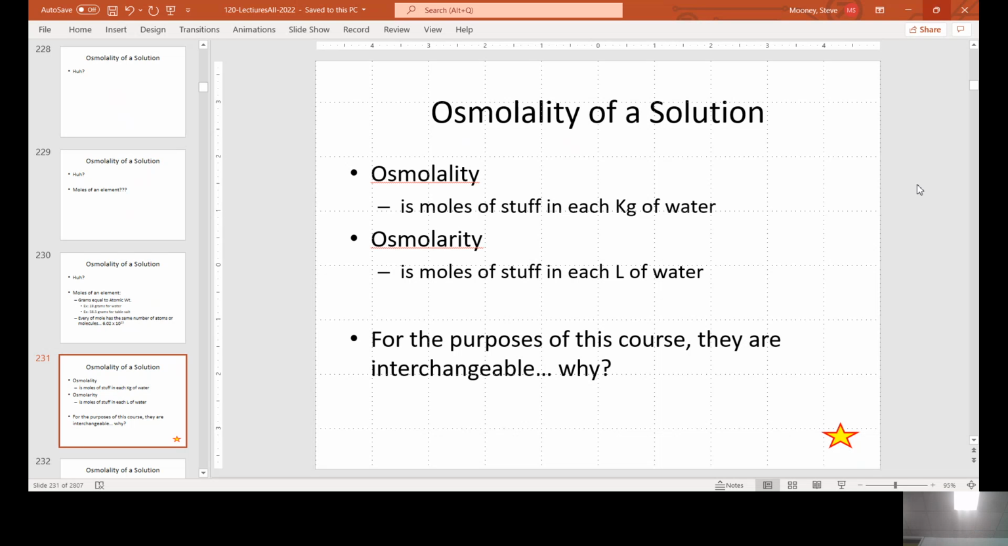Why are these interchangeable? Does anybody get that difference? Because a liter of water is roughly 1,000 grams or a kilogram. Now, depending on the temperature, that liter of water, that kilogram of water will be more or less than a liter. So they're not exactly interchangeable, but we're talking about small percentage differences. So in this class, they're interchangeable.